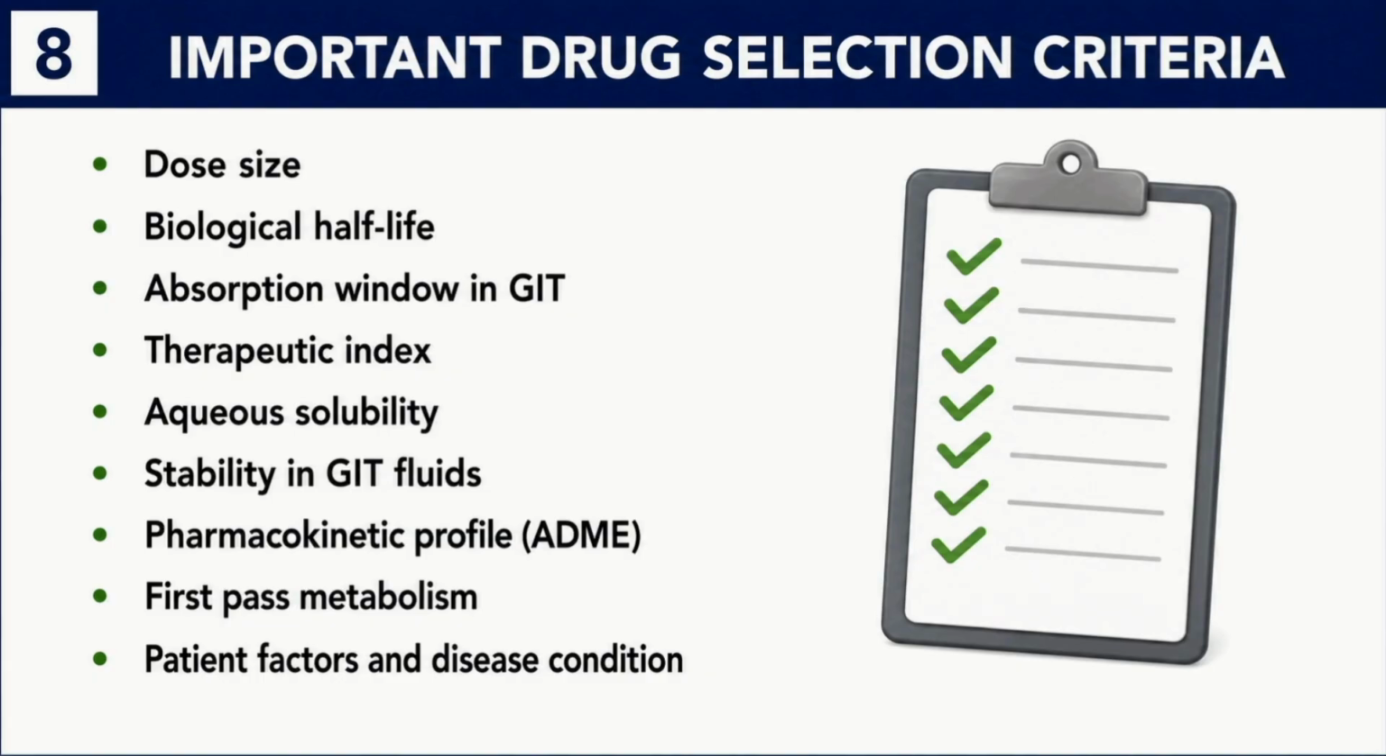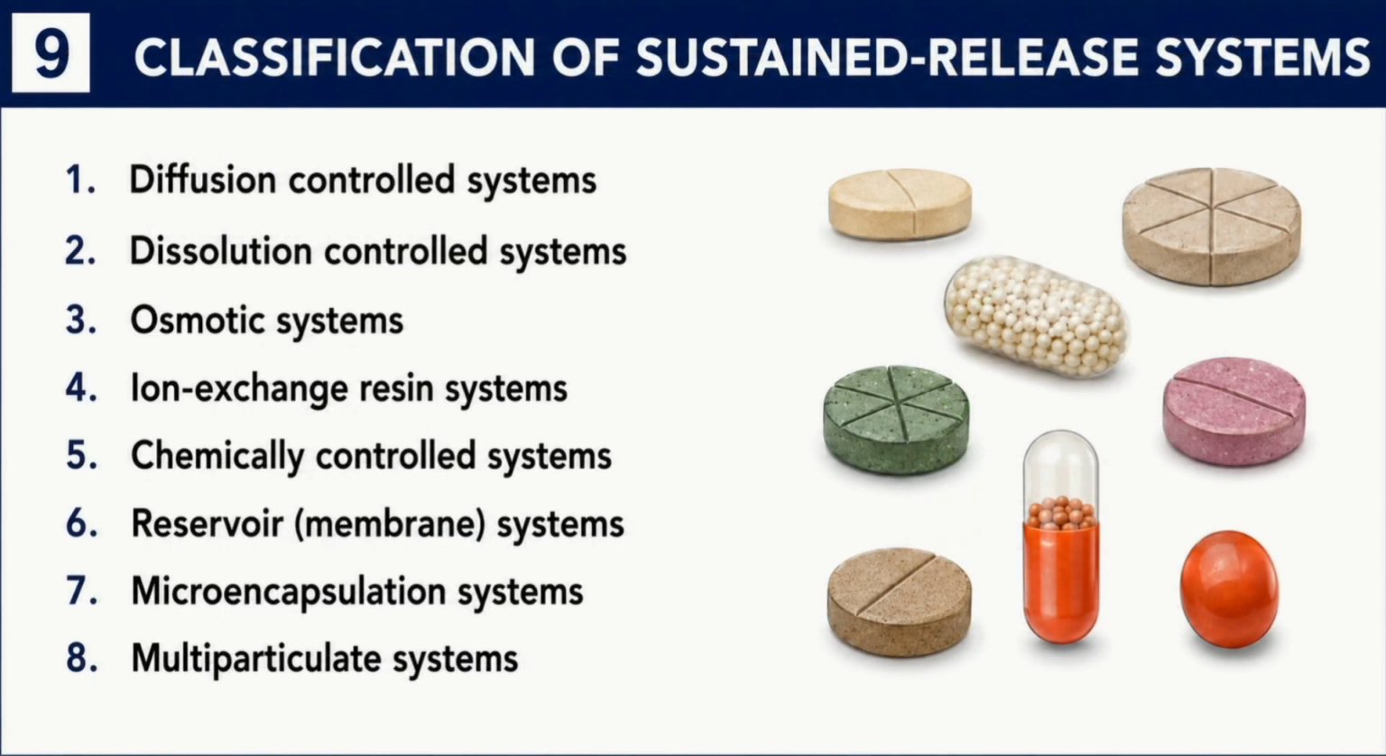Drugs with extensive first pass metabolism may require additional consideration, because prolonging gastrointestinal residence does not necessarily guarantee prolonged systemic exposure here. We therefore have to evaluate the entire ADME profile, that is absorption, distribution, metabolism, and excretion, before deciding on a sustained release approach.